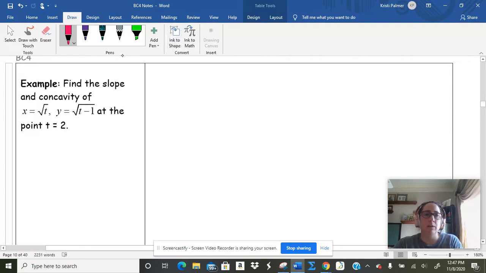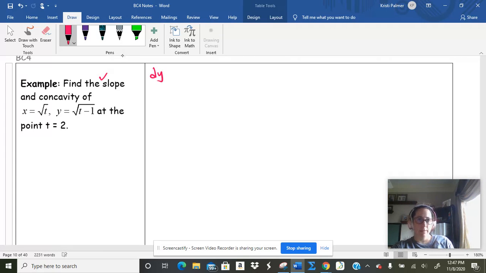Okay, it wants me to find the slope and the concavity at t equals 2. So let's check off that slope first. For the slope, I take the derivative of just the y and the derivative of just the x. And I see that these cancel, and I can move these negatives.